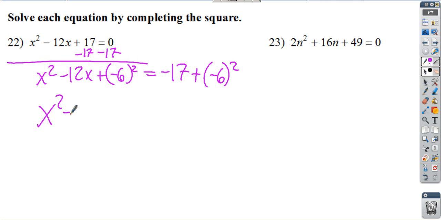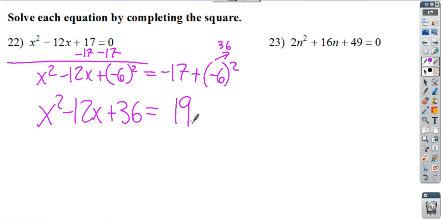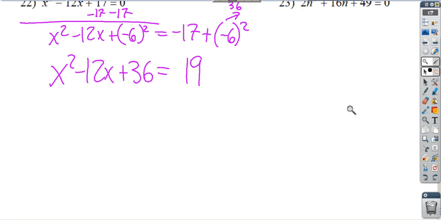So this becomes x squared minus 12x. That number is plus 36. Negative 17 plus, again, that's 36. Negative 17 plus 36 is 19. And then what was the point of that? It was because now x squared minus 12x plus 36, that's now a perfect square. We can now factor this and solve it like we would normally solve a factoring problem.